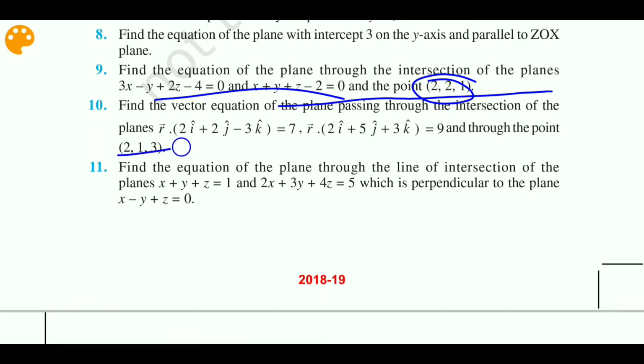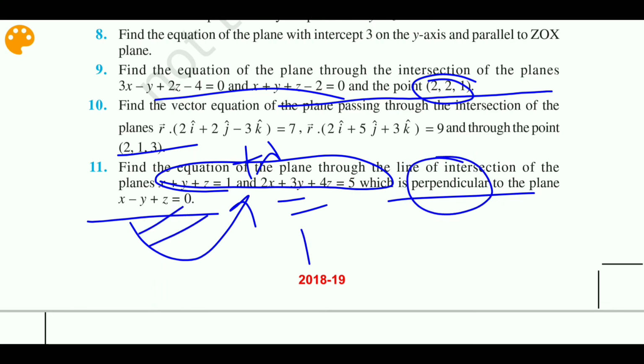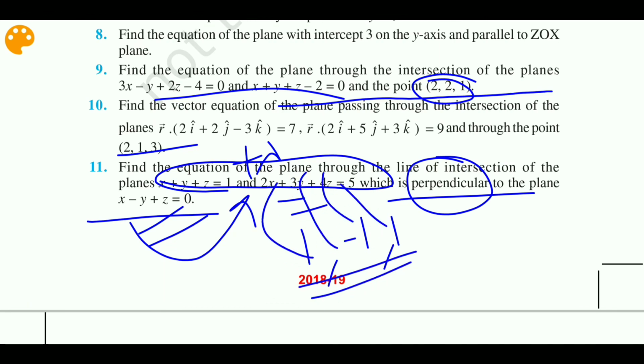Again, a simple point is given, and the plane is perpendicular to this one. So what will you do to calculate the required plane? By adding lambda times this, it is the required plane, and we put the dot product of the direction ratios equal to 0, because this is perpendicular to this plane. The direction ratios will be 1, minus 1 and plus 1. So just take the dot product and put that equal to 0. From there, calculate the value of lambda.